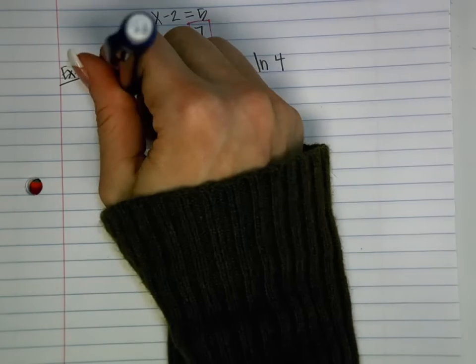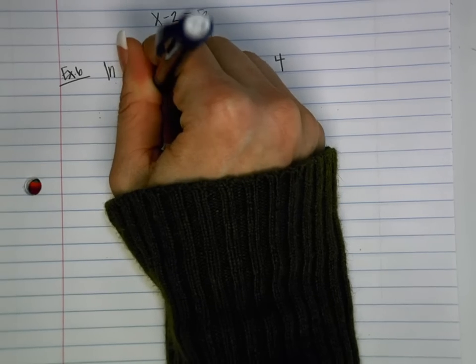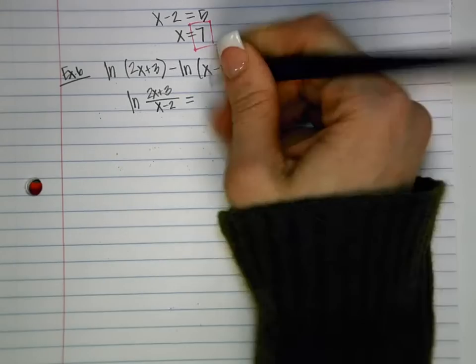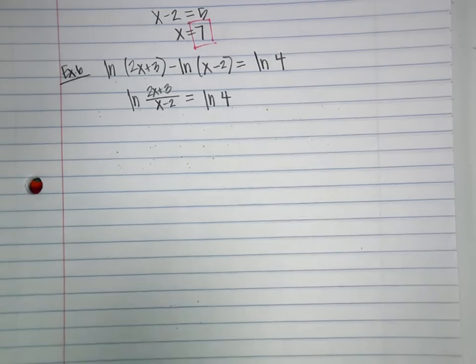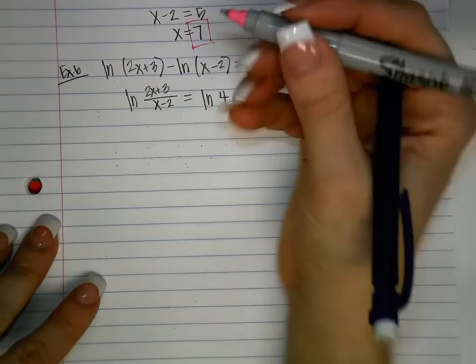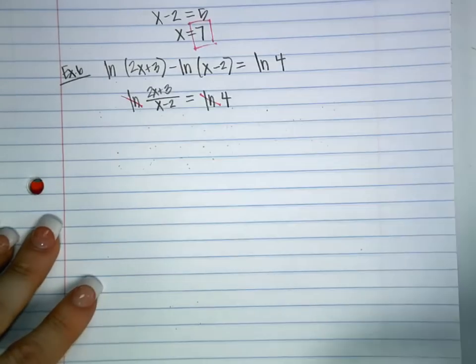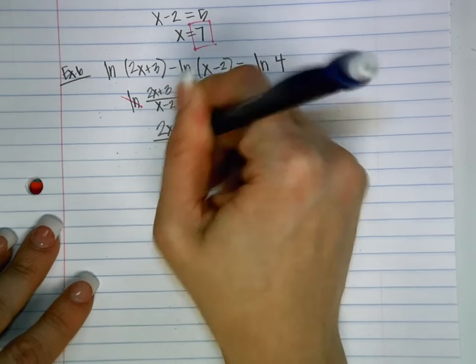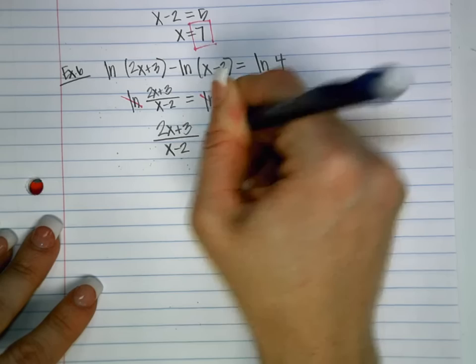Division, right? So natural log of (2x plus 3) over (x minus 2) equals natural log of 4. Now I have the same log base on both sides, so both natural log, I can drop those and set these equal. (2x plus 3) over (x minus 2) equals 4.